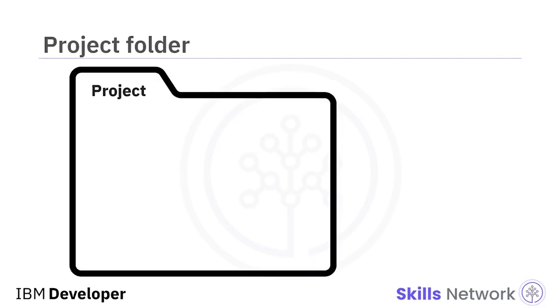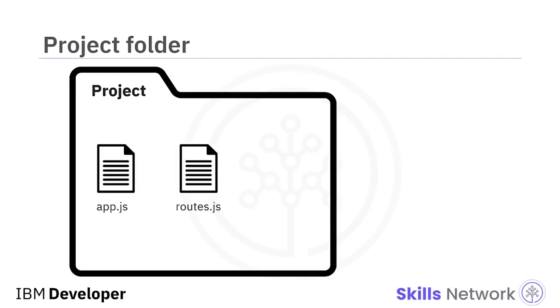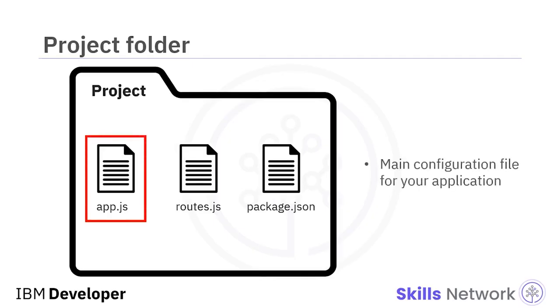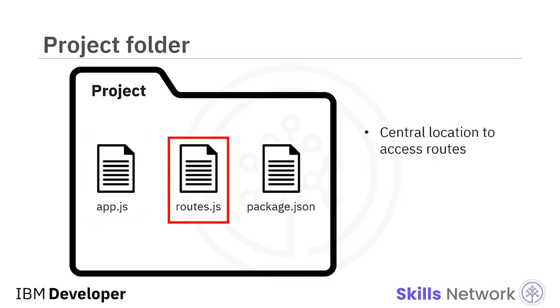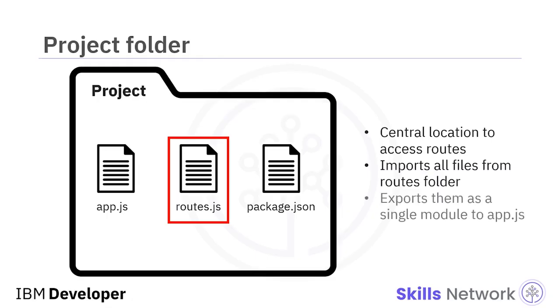Now, the project folder should also contain a few files: app.js, routes.js, and package.json. The app.js file is the main configuration file for your application. The routes.js file is a central location to access all of the routes in the application. This file requires or imports all of the files in the routes folder and then exports them as a single module, which is imported into the app.js file. This helps create a single point of entry for all of the routes in the application.